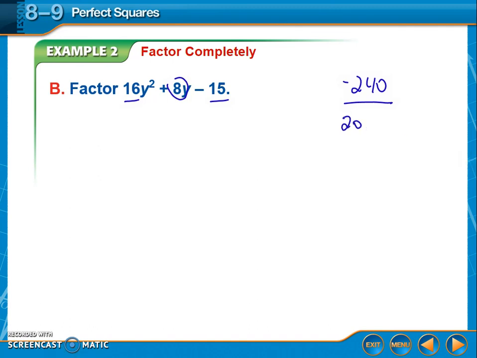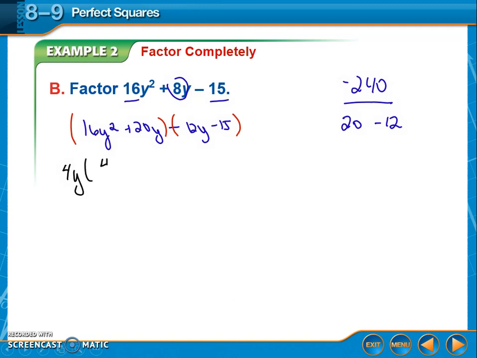If I do 20 and 12, that multiplies to 240, but I want one positive and one negative. I want the 12 to be negative, so I can do 20 minus 12 and get 8. So I'm going to rewrite this as 16y squared plus 20y minus 12y minus 15. I'm going to group my first two terms and my last two terms together. Between 20 and 16, the greatest common factor is 4, and between y squared and y, I can pull out a y.